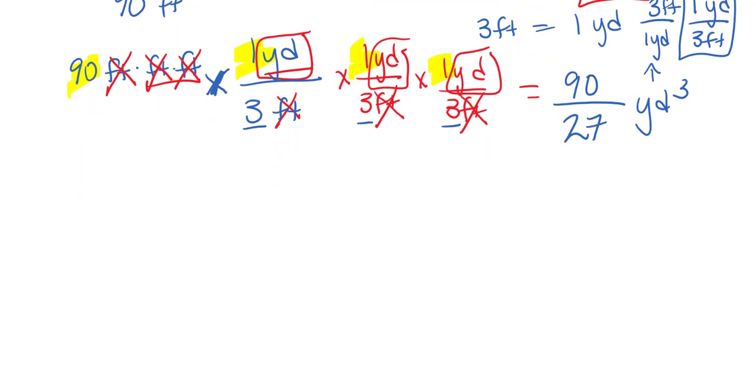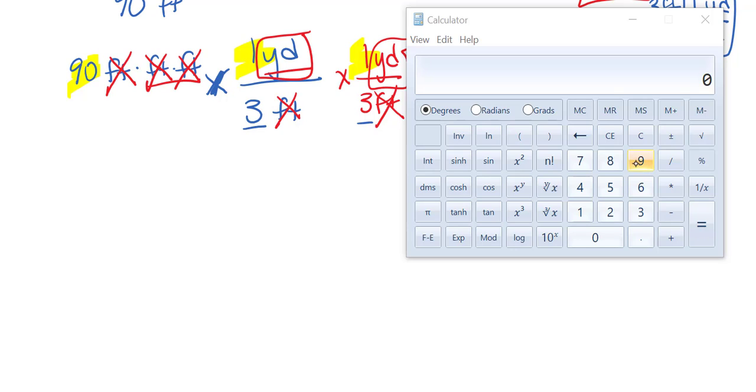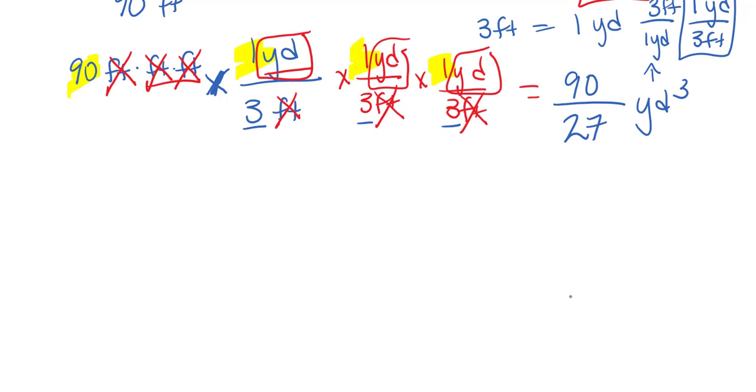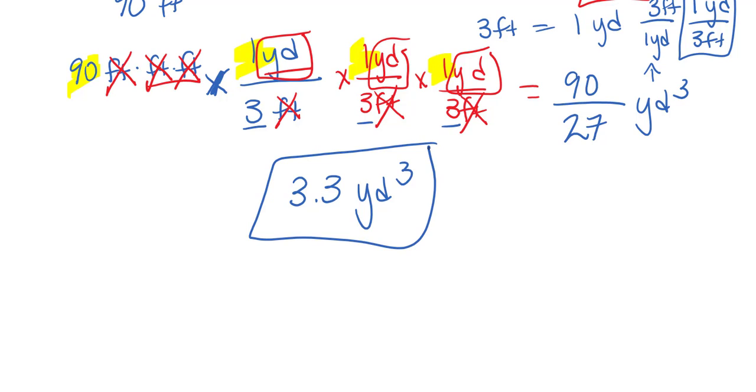Now, probably not the best way to call and put in an order is 90 over 27. So let's get our calculators out. 90 divided by 27 gives us 3.3. So 3.3 cubic yards is what you're going to need for the backyard. Now, if you were going to place this order, you might want to get a little bit more, but at least now you get how we got there. So let's do the next example.